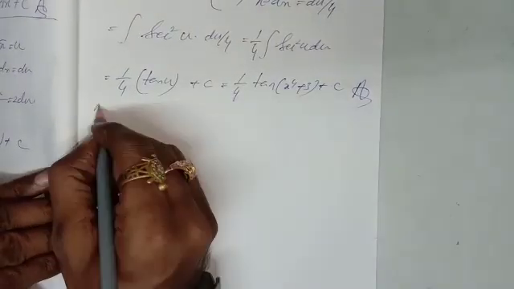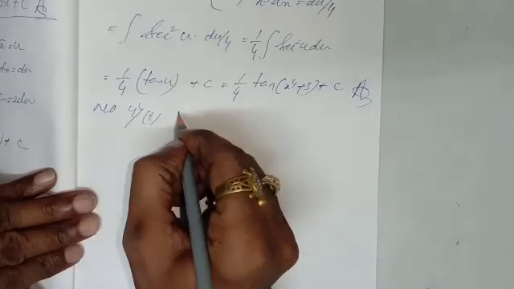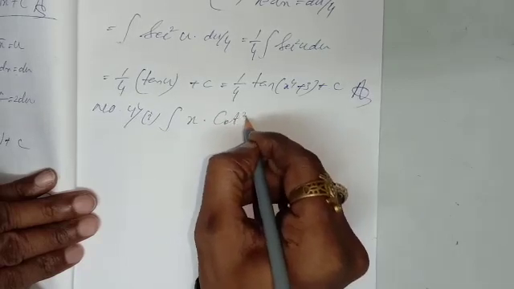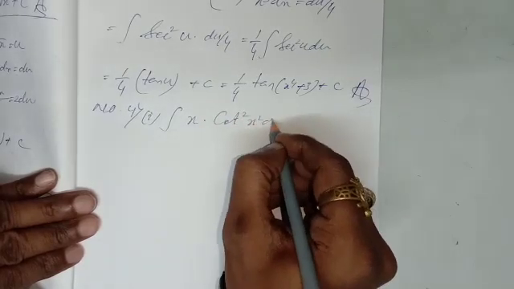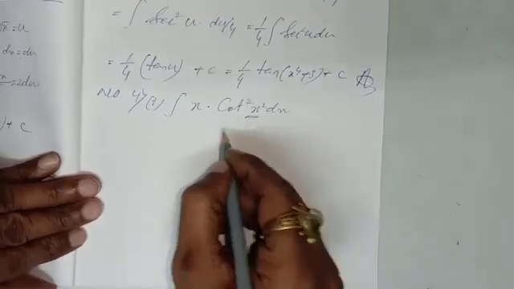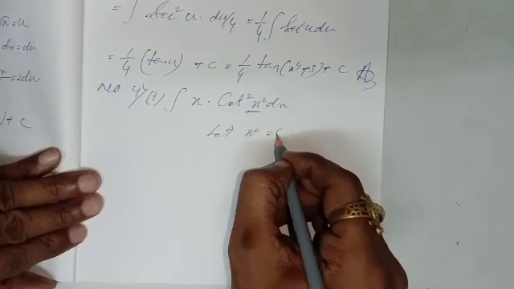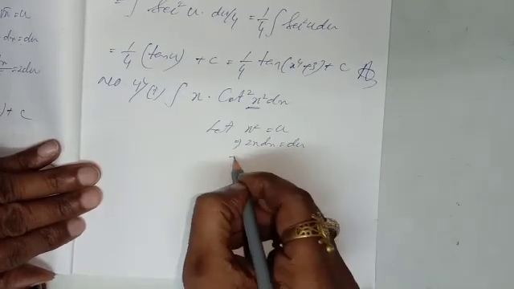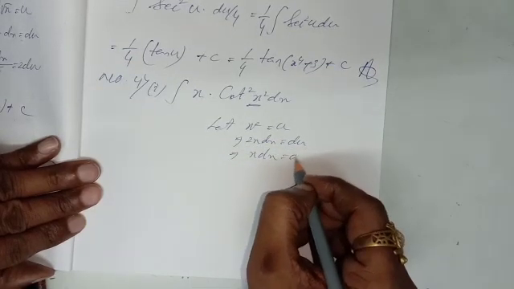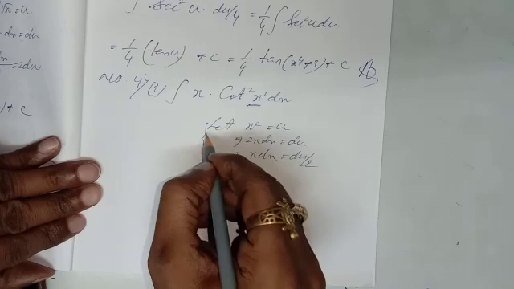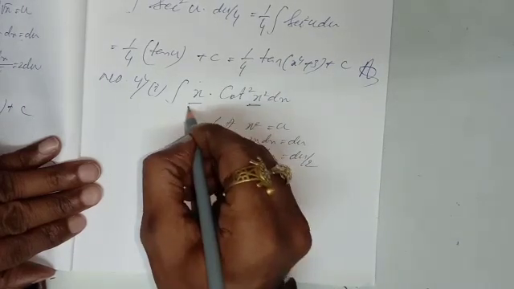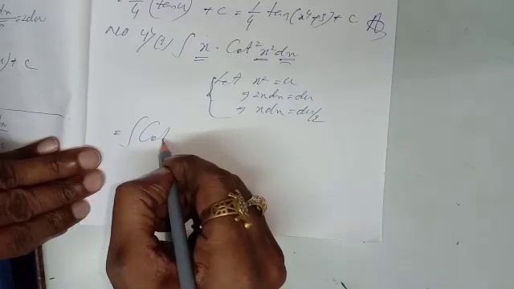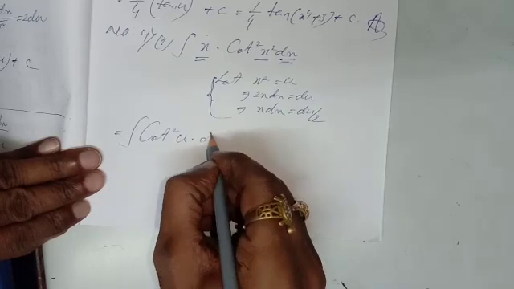first part. Question number 4, first part, is given like this: integration of x into cot square of x square dx. This x square you have to take as u. Let x square be equal to u. The derivative of x square is 2x dx is equal to du. That means x dx is equal to du by 2. You have to replace x dx with du by 2. Therefore this will be converted to cot square u into du by 2.